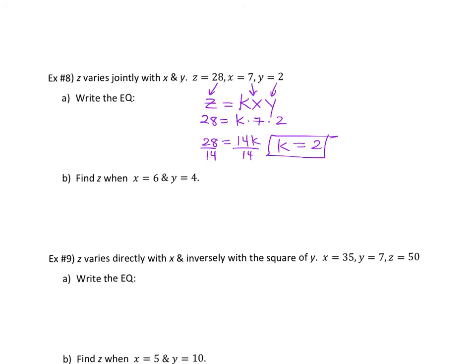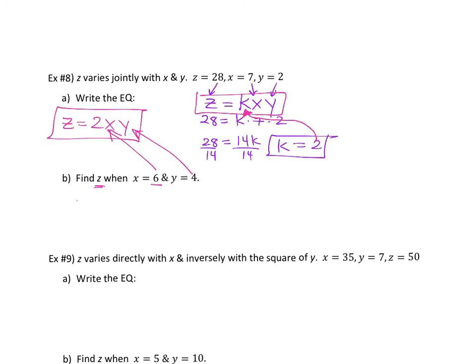We need to write the equation. All you do for this is you find your k and you drop it into that original setup. So this is z equals 2 times x times y. Okay, that's our equation. So then it says find z if x is 6 and y is 4. So z equals 2 times 6 times 4. That means z is 48.